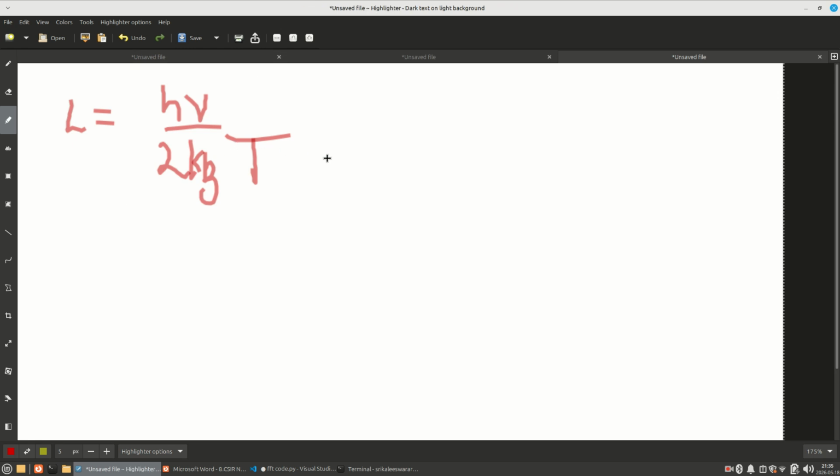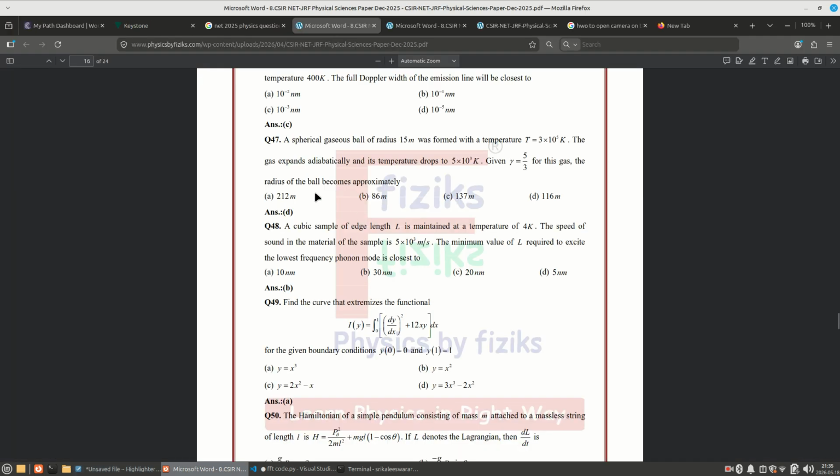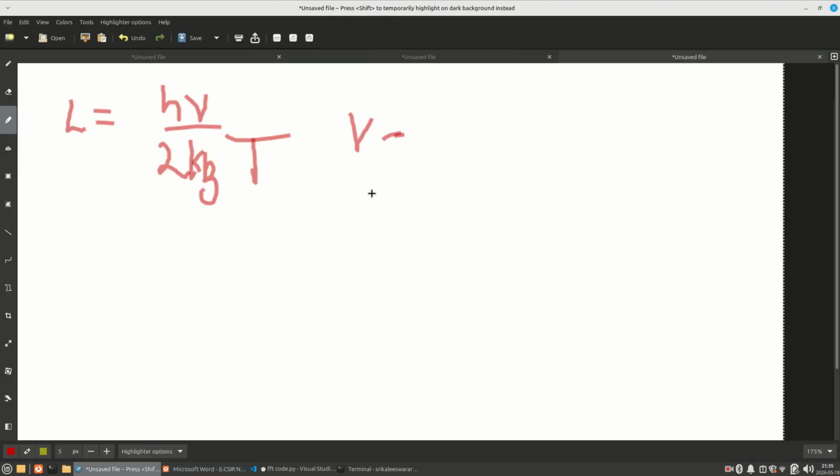We already know from the question itself that this velocity is 5 into 10 to the power of 3 meter per second. 5 into 10 to the power of 3 means 5000 meter per second, 5 kilometer per second. T is equal to 4 Kelvin.